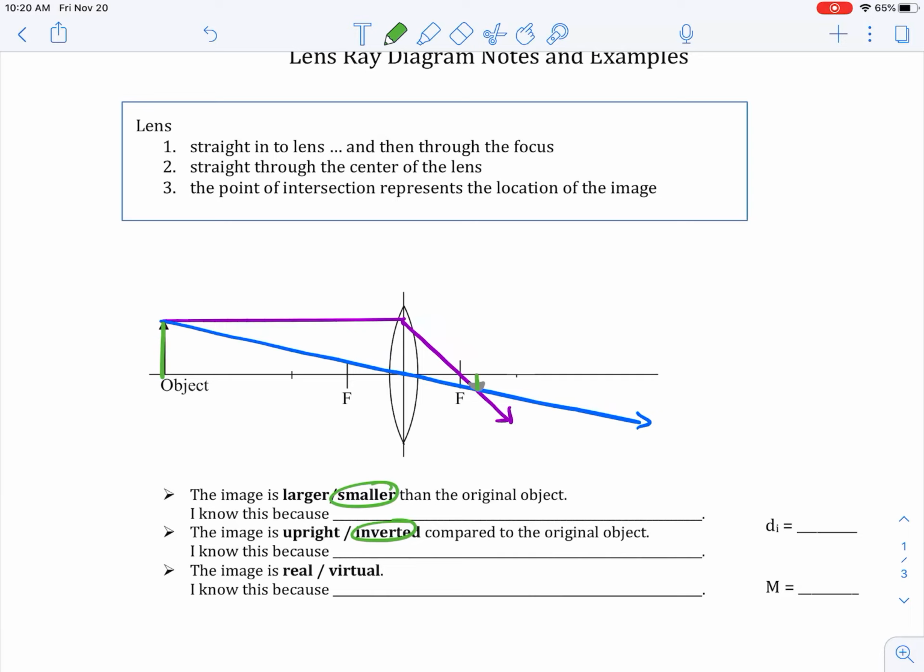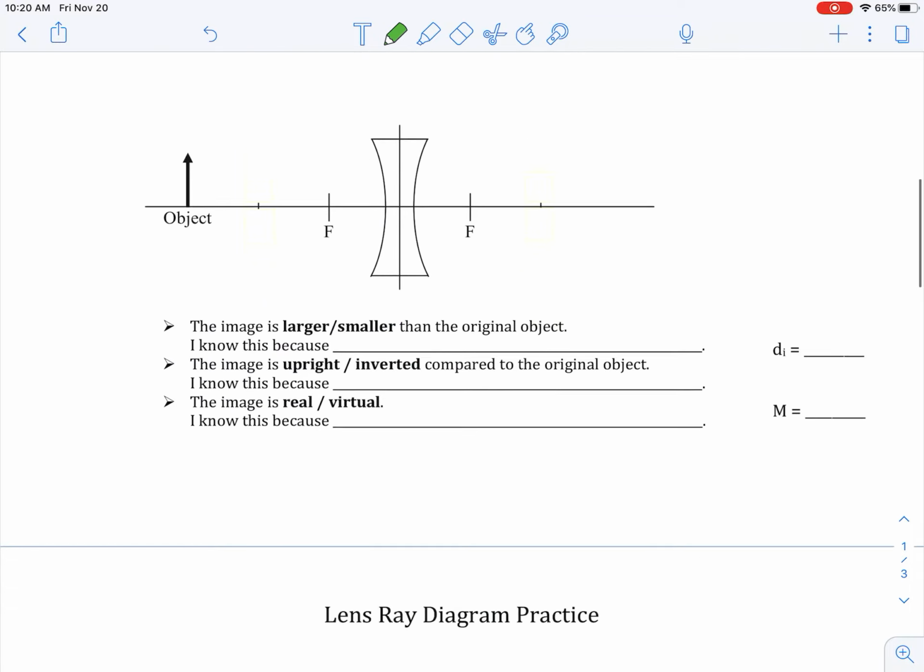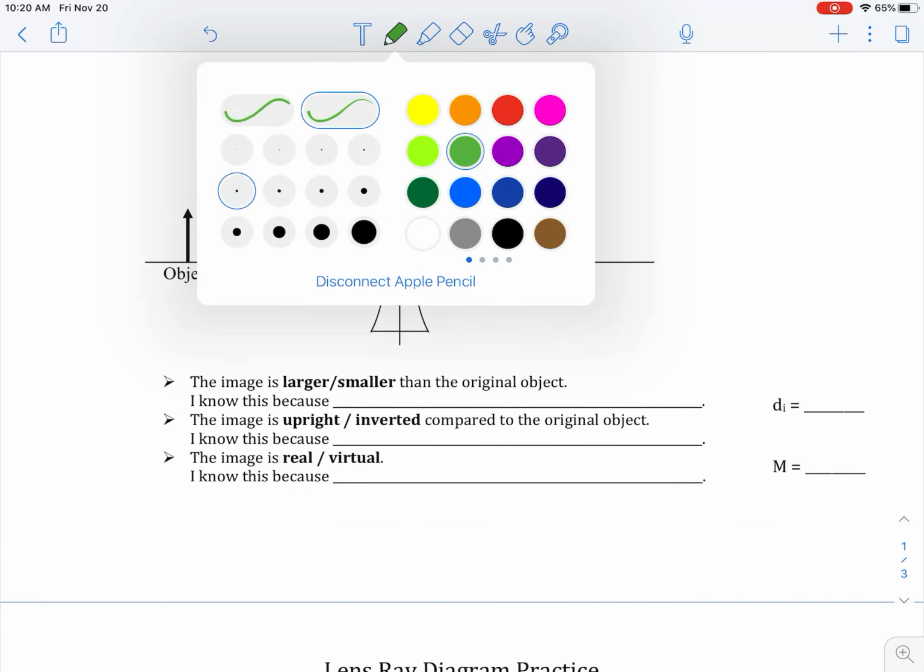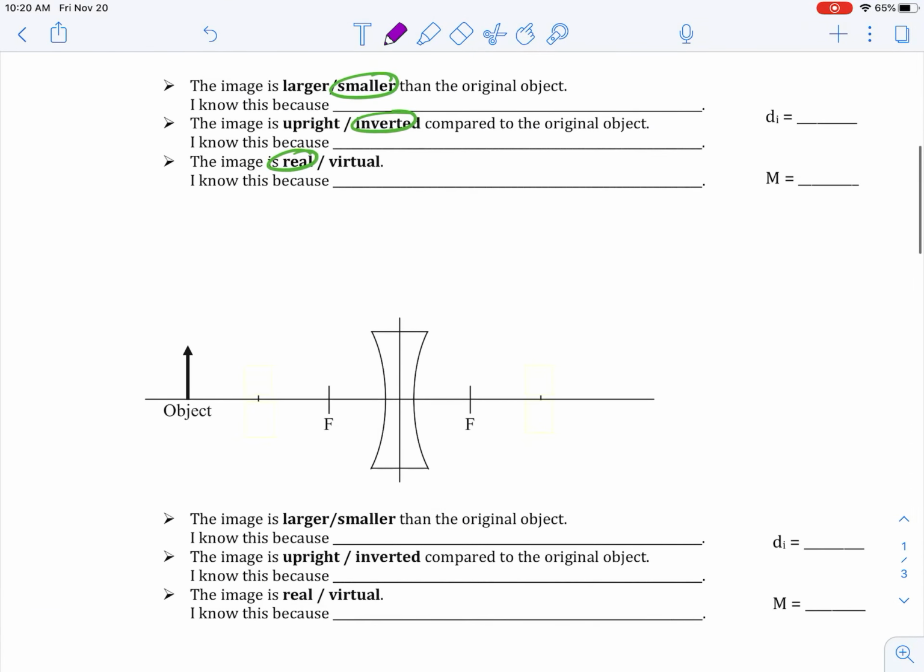The image is going to be inverted because the point of intersection took place below that horizontal line, or what we call the principal axis. And then the image is real because I had real physical beams of light that met up, and we can see this in our diagram because we have solid lines.